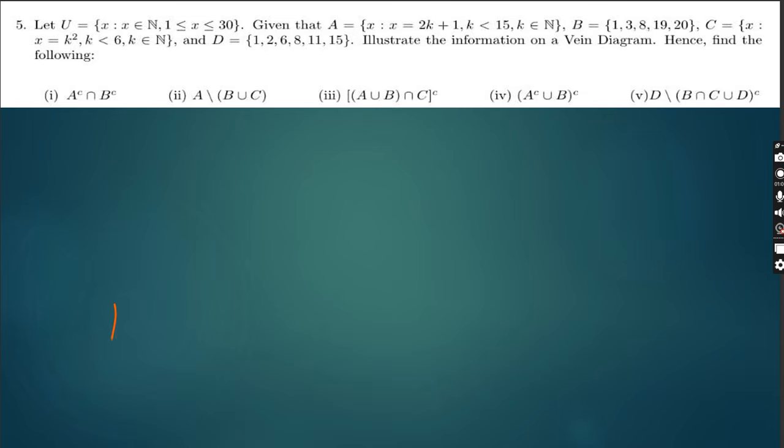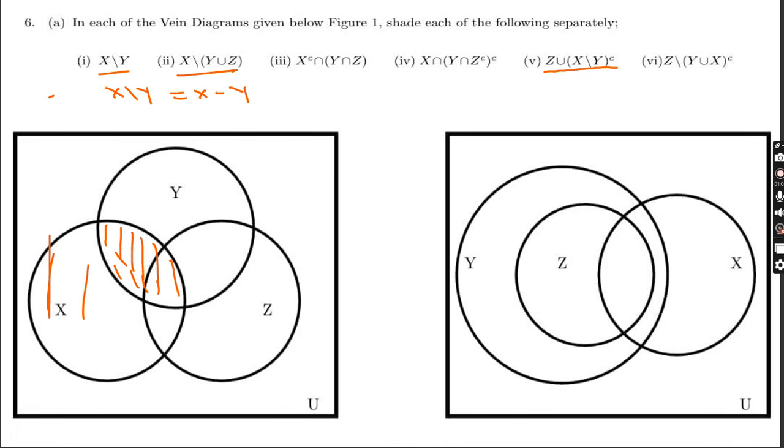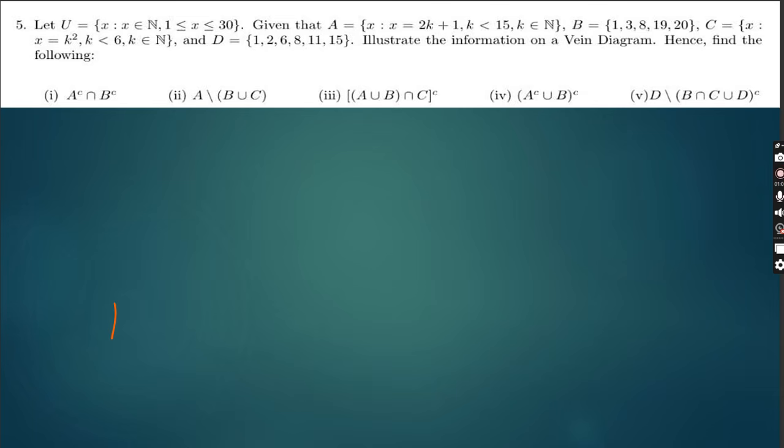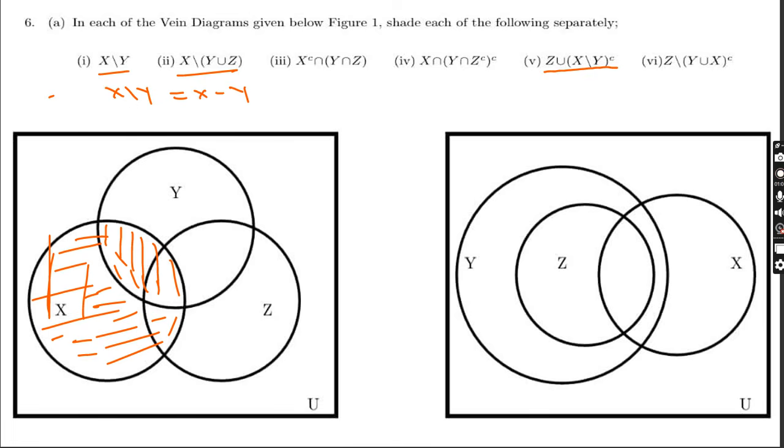This is our set x, guys. This is our set x. Okay, I want you to see this. This is our set x, but we have been told to remove the segment of y from set x. This is what it means. So the remaining part we are going to shade is only this. We are going to remove the segment of y.